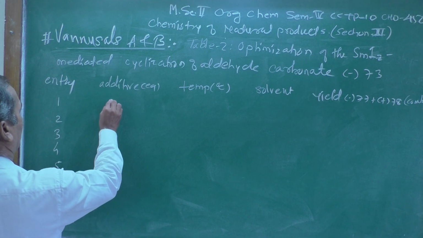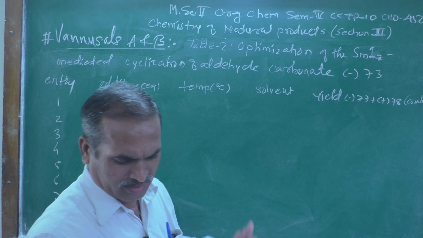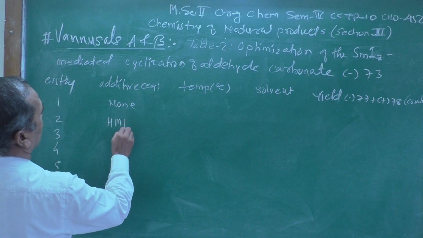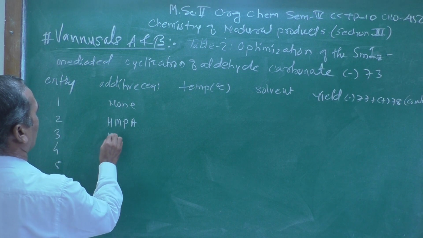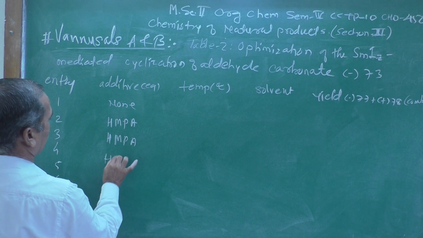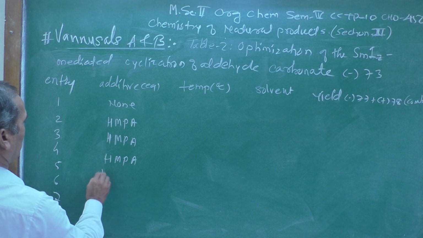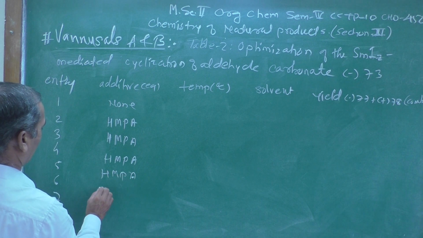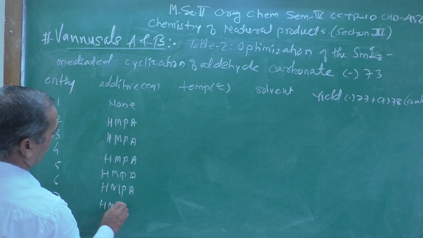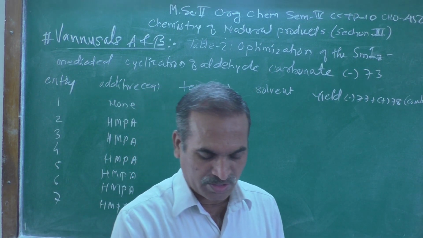In the first entry there is no additive, so we can write here none, and after that they have added as additive HMPA, meaning hexamethyl phosphoramide. HMPA was used in the remaining entries as well. That is the additive used during this.